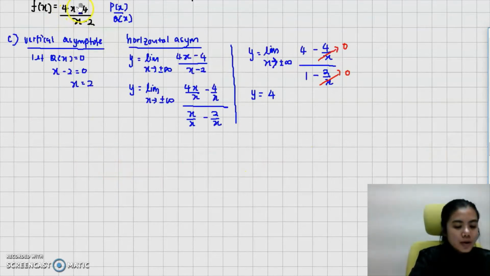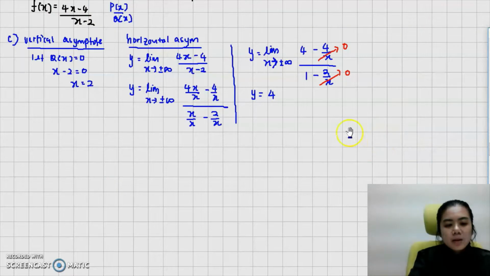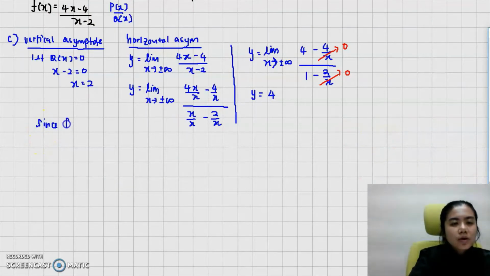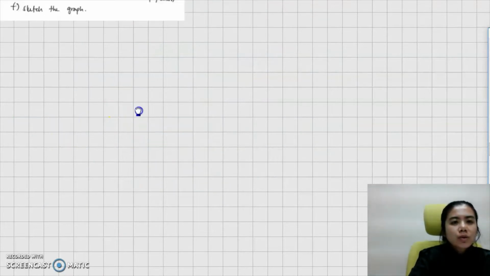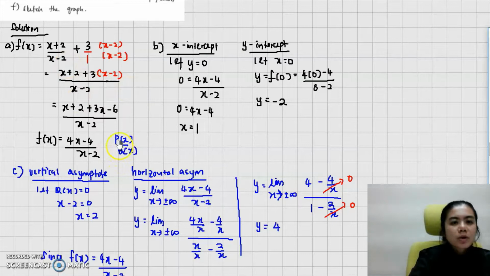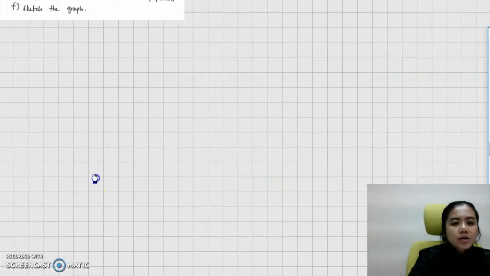So this is our f, right? Since you have f(x) equal to (4x - 4)/(x - 2), we don't use the equation anymore. Once you have obtained the fraction in terms of p over q, we don't use this anymore, right? We just use this directly.